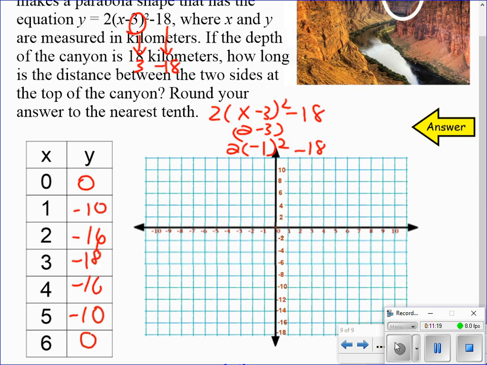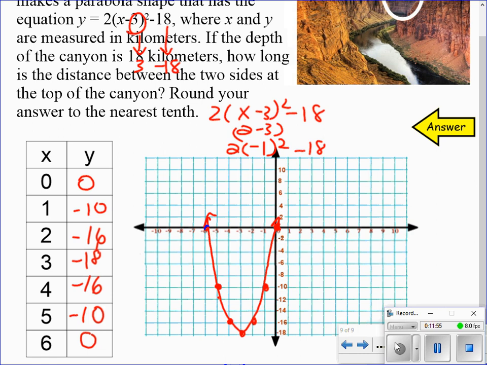So here are my values. Now it should open up, because we're talking about a canyon. A canyon is an upward parabola, so I have a minimum here. So 0, 0, 1, negative 10, 2, negative 16, 3, negative 18, 4, negative 16, 5, negative 10, and 6, 0.